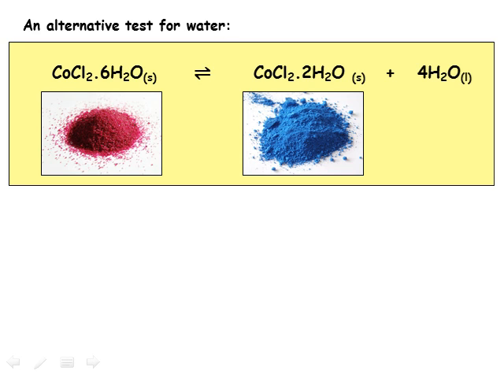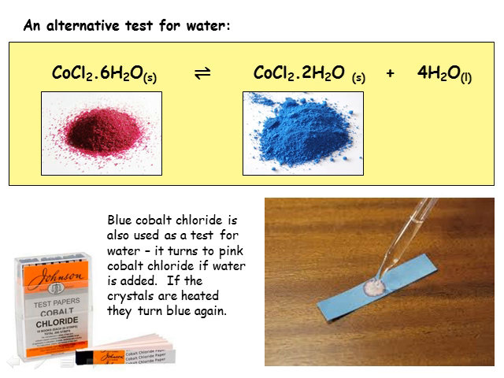In a very similar reaction, pink hydrated cobalt chloride crystals can be heated to drive off some of the water of crystallization. The crystals turn blue. Adding water to the blue cobalt chloride turns it pink again, so this also provides a practical test for the presence of water.